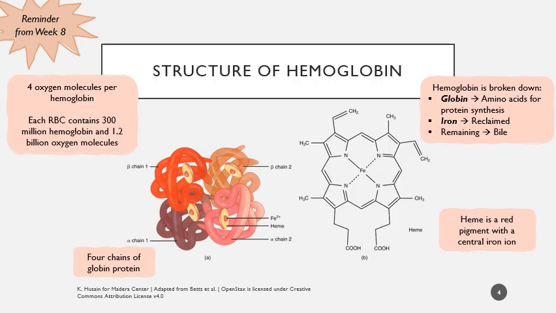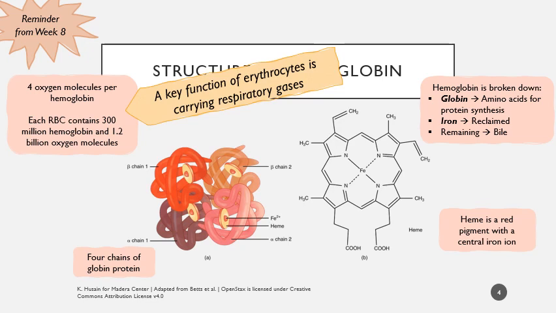So when we're thinking about the overall structure of hemoglobin, remember that we have those 4 globin subunits, different proteins that come together to form the bigger hemoglobin. There's a central heme, which is a red pigment that has a central iron ion. So the heme is central in all of those, and then there's an iron ion within each heme. In a previous lecture, we talked about how this is broken down. Just remember that with all of the hemoglobin in all of the red blood cells in your body, you have a tremendous capacity to carry oxygen. So again, a key function of erythrocytes, our red blood cells, is carrying respiratory gases.